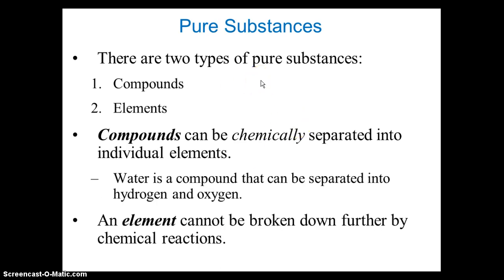There are two types of pure substances, compounds and elements. Compounds can be chemically separated into individual elements. For example, water is a compound. Water is a compound of hydrogen and oxygen, H2O. When you separate H2O into its components, you find hydrogen and oxygen. So a compound can be made of two or more elements chemically combined. So when you separate them, you separate them chemically.